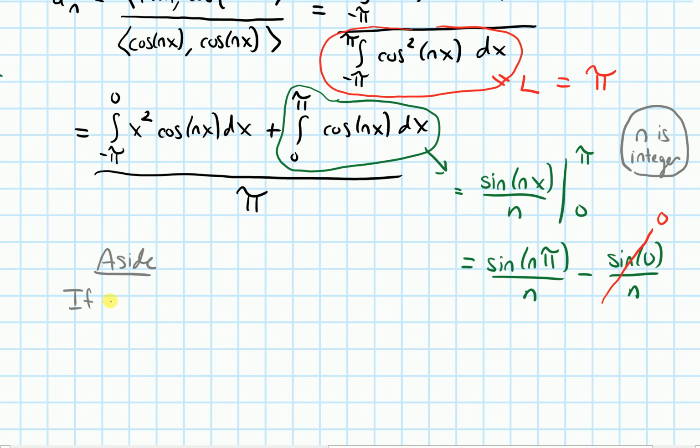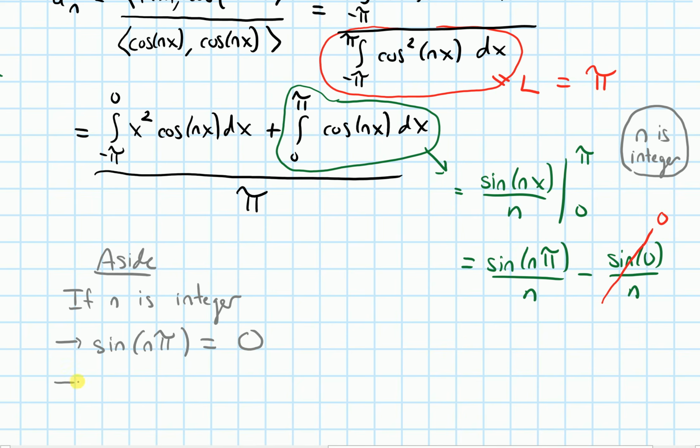So if n is an integer, let's look at each of those. If we have sine of n times pi, so n is an integer, this will be something like sine of pi, or sine of 2 pi, or sine of 3 pi. Or I could do negative integers, like sine of negative 5 pi. All of those are going to be 0. So really make sure you see why. Why is sine of an integer times pi equal to 0?